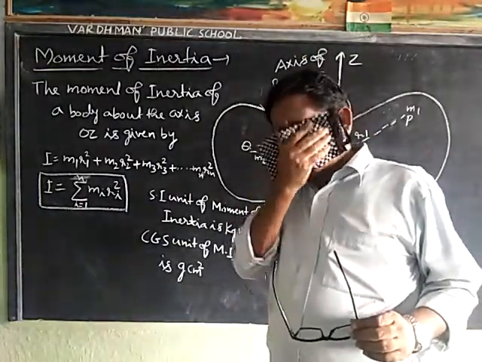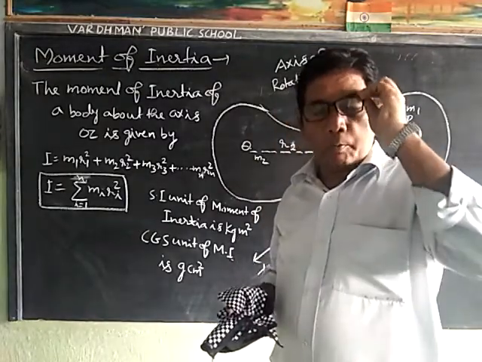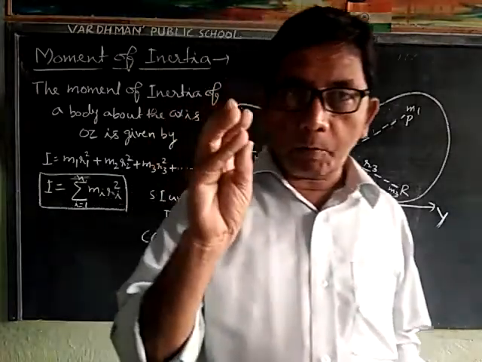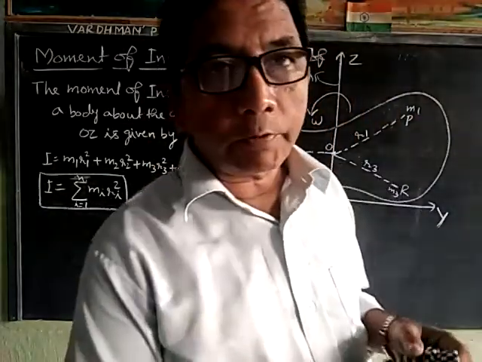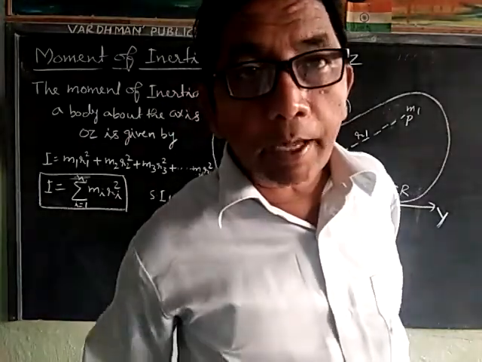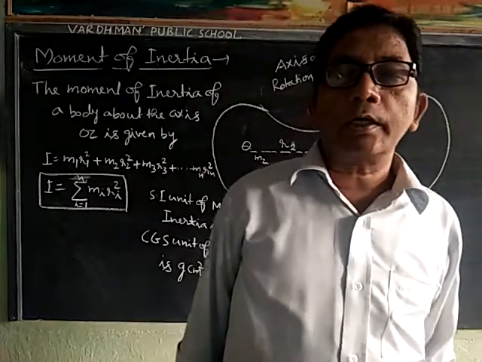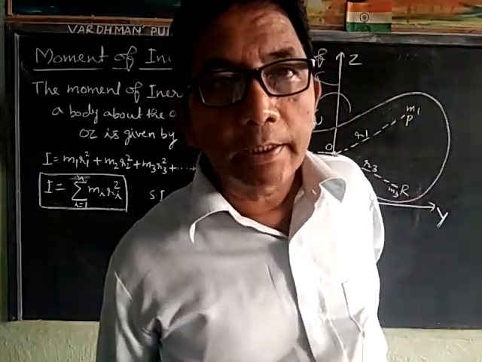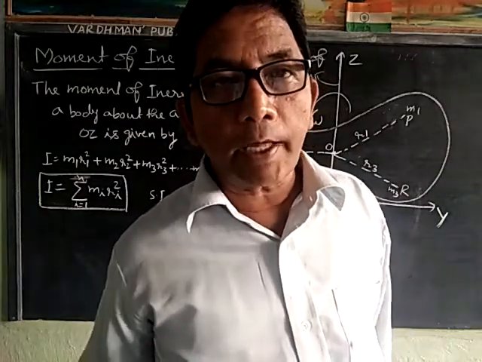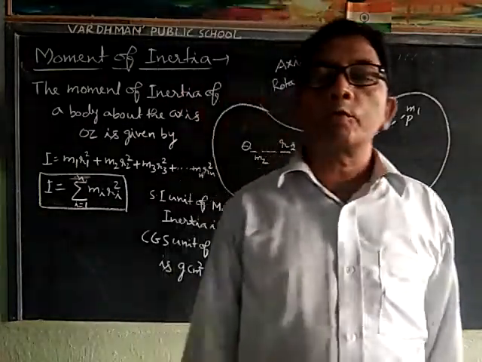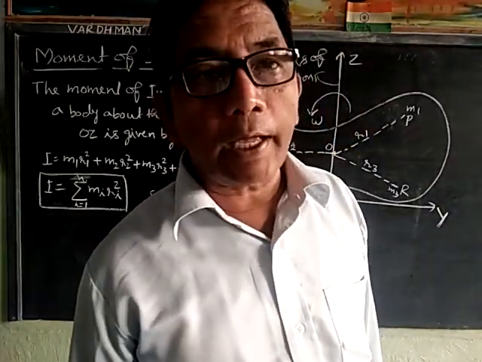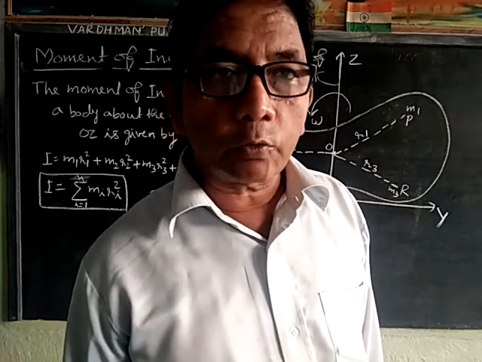Now we will discuss on what factors moment of inertia depends. The factors on which moment of inertia depends: first one is mass of the body, second is shape and size of the body, third is distribution of the masses from the axis of rotation, and fourth is position and orientation of the axis of rotation with respect to the body.